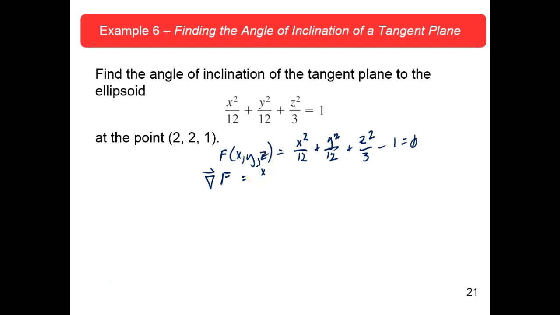Okay, you wrote it that way? Okay, yeah, x squared, x over 6 i, y over 6 j, right? Plus 2/3 z k. Right? Okay. Now, at the point, the gradient of f at (2, 2, 1) that we have verified is on the surface, that would be what?